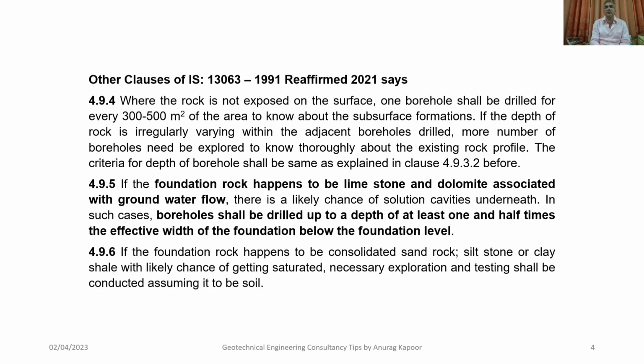Now, the other important clauses of this code say that where the rock is not exposed on the surface, one borehole shall be drilled for every 300 to 500 square meters of the area to know about the subsurface formations. If the depth of rock is irregularly varying within the adjacent boreholes drilled during the geotechnical investigation at the site, then more boreholes need be explored to know thoroughly about the existing rock profile of this site. The criteria for depth of boreholes shall be the same as explained in the previous clause 4.9.3.2.